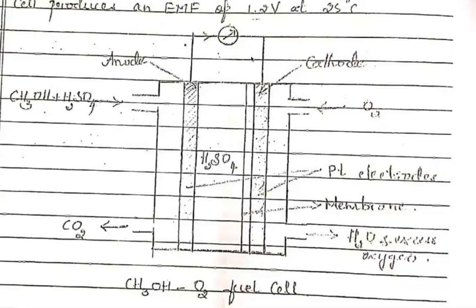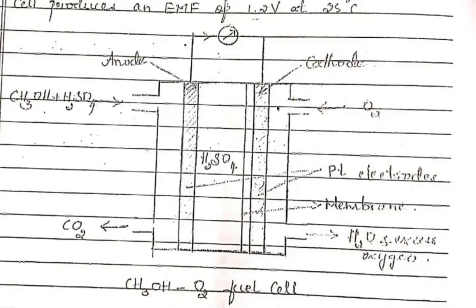So in order to restrict the concentration of methanol near the cathode, we have placed this barrier in the form of a membrane. In the absence of the membrane, what will happen? Methanol will come like this, cross the anode, diffuse through the electrolyte, and then reach the oxygen and undergo oxidation. In order to avoid that, we are keeping a barrier in the form of a membrane so that methanol will not reach the cathode and will not react with the oxygen.